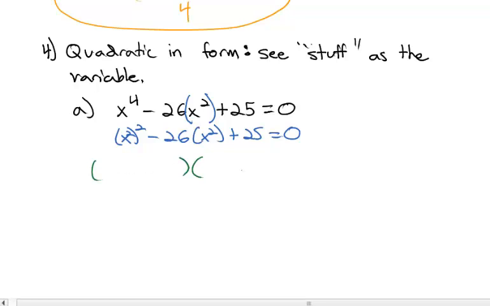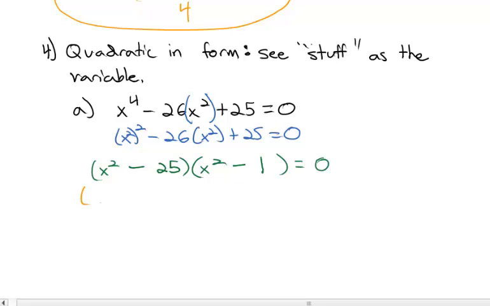Well, we can factor this. X to the 4th is probably x squared times x squared. 25 is probably 5 times 5, but when we test that out, what we'll find is that's going to give us 10 in the middle, not 26. So we need a different guess. The only other way to get 25 is 25 times 1. And if they're both negative, that will give us negative 26x squared in the middle.